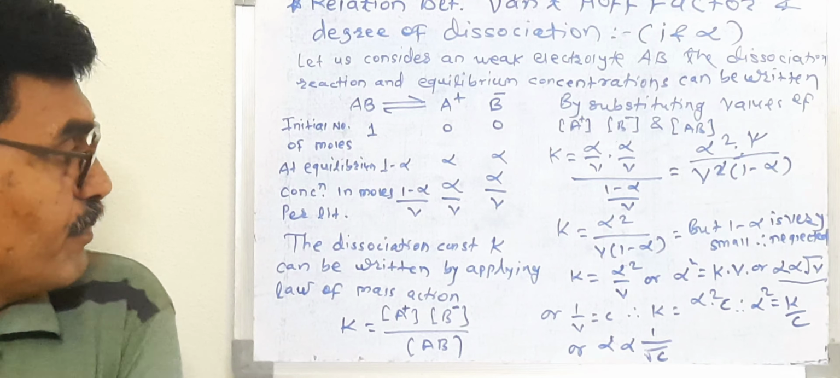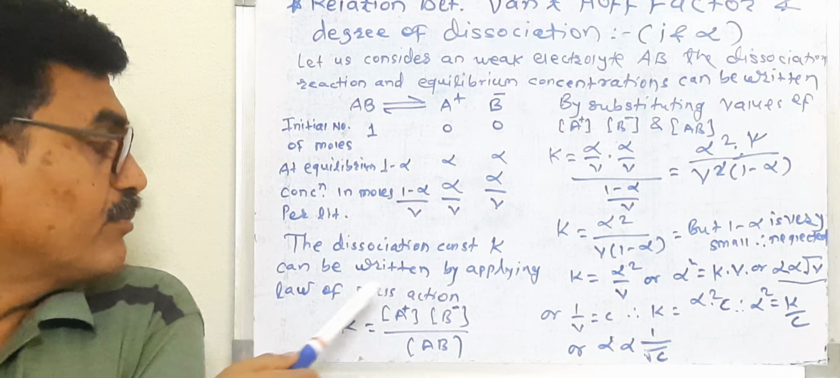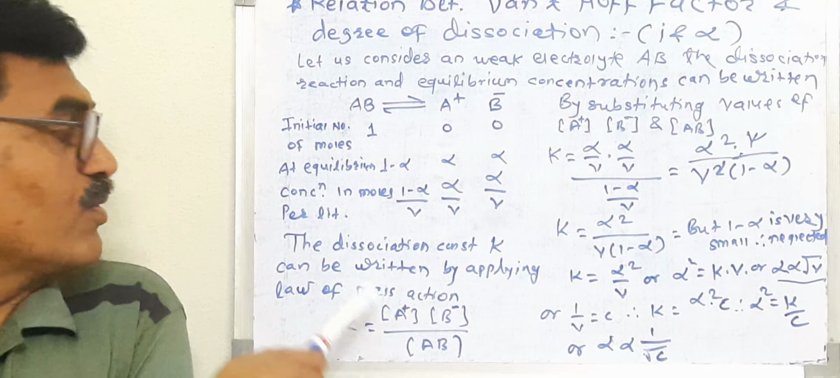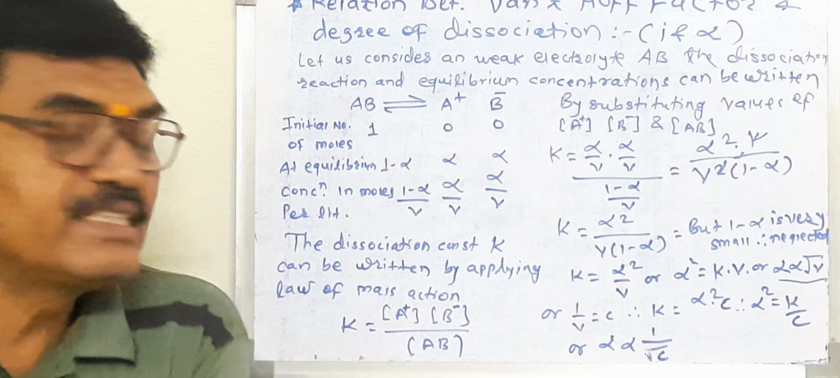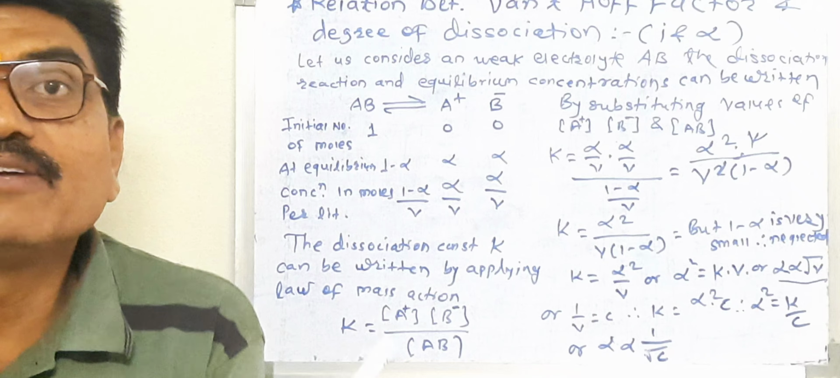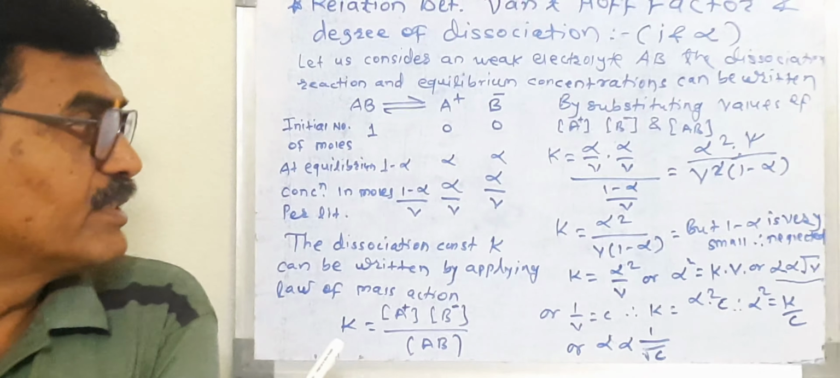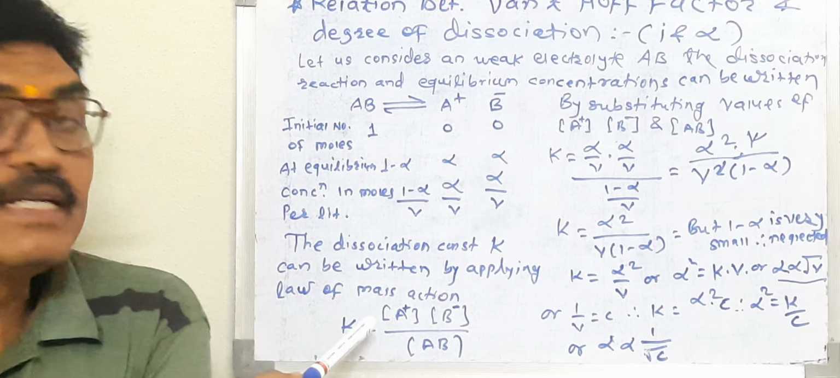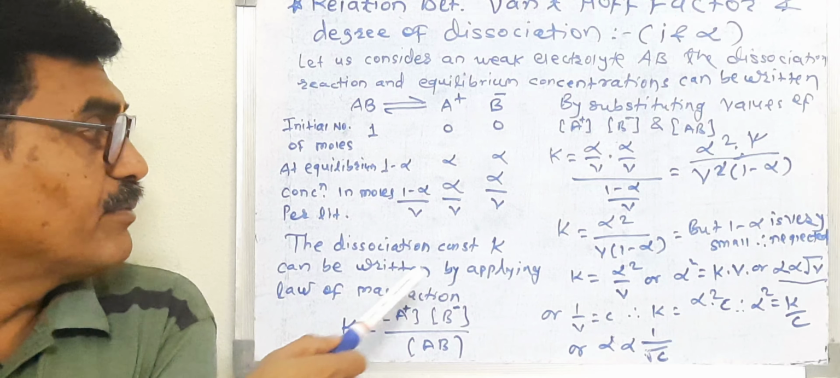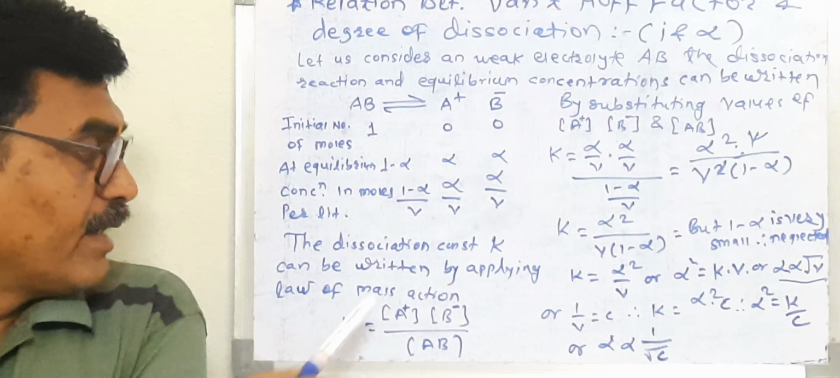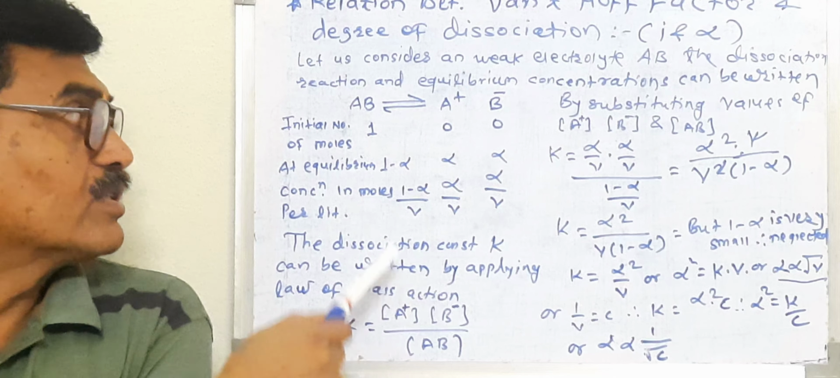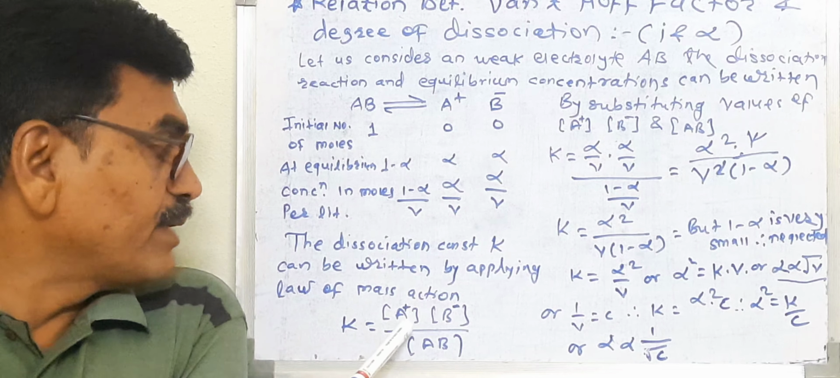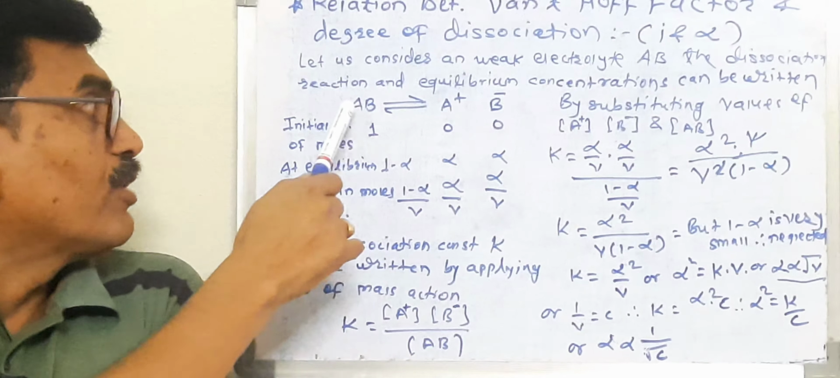Now the dissociation constant K can be written by applying the law of mass action to the dissociation reaction. We have already studied this law of mass action in the videos of 11th standard chemical equilibrium, so look at that once again for how it is explained there. Then see here, the dissociation constant K for the weak electrolyte is written like this: molar concentration of A plus into molar concentration of B minus upon the molar concentration of AB.